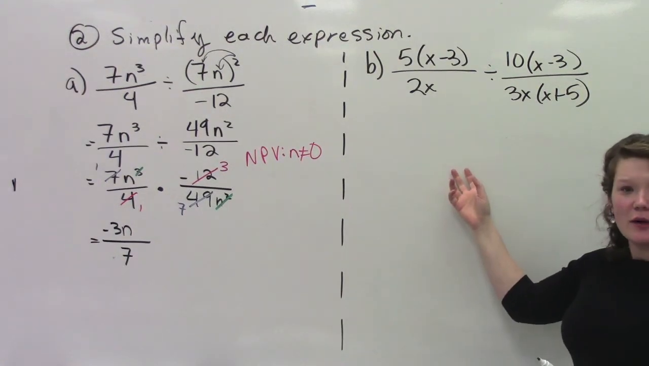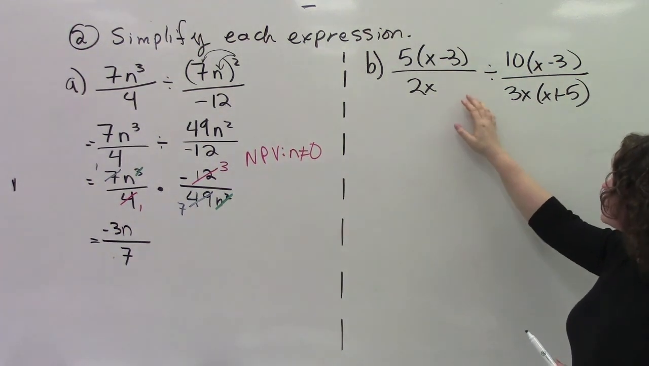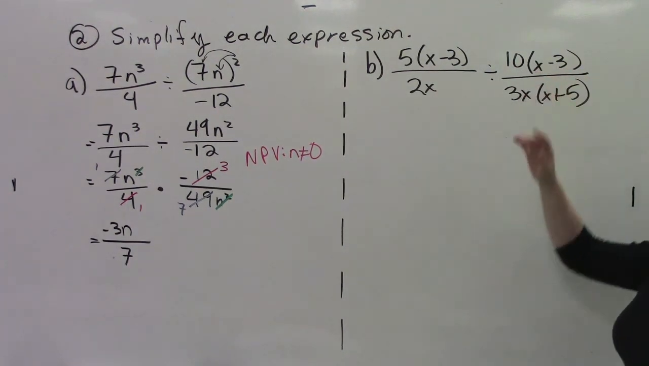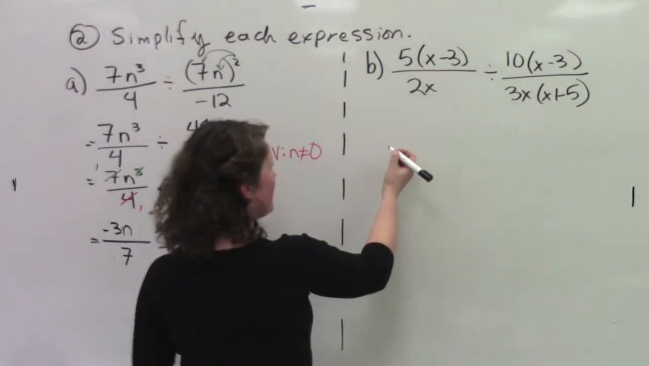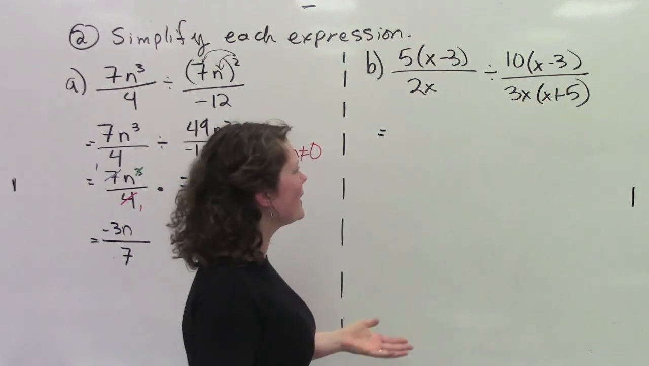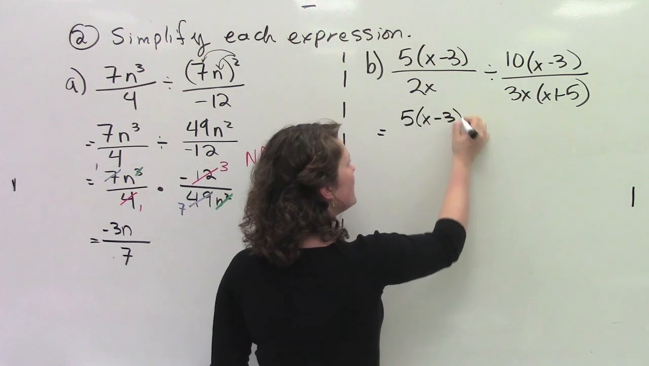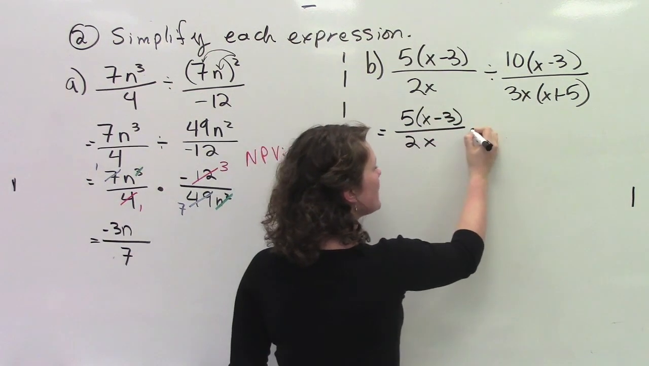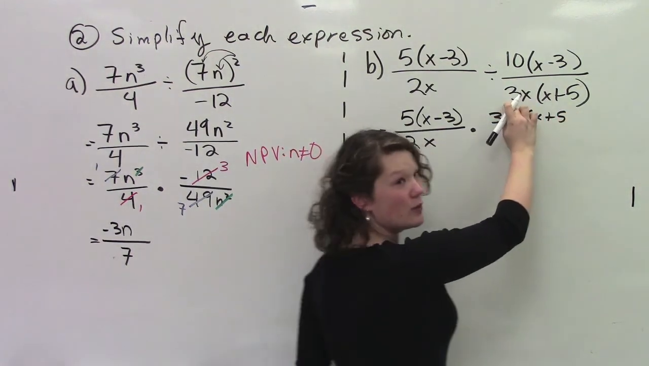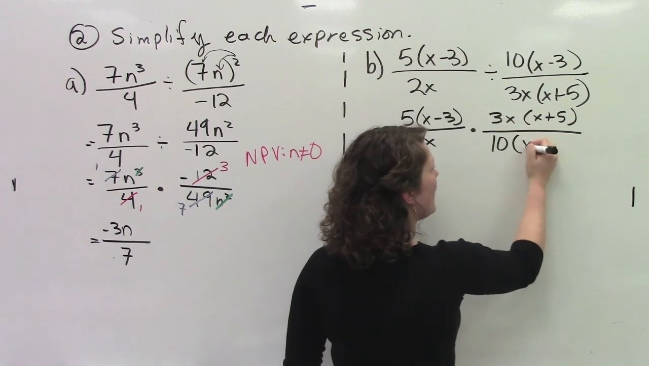When we look at the second question here, this looks a little bit more complicated because it has more terms in it. So what I want to do first is multiply by that reciprocal. Let's just get it into the form so that we can write our non-permissible values. At this point we could do our non-permissible values too, but I kind of like to know what I'm multiplying first. 5 times x minus 3 over 2x times 3x times x plus 5. I'm just taking what's in the denominator, putting it in the numerator, over 10x minus 3.